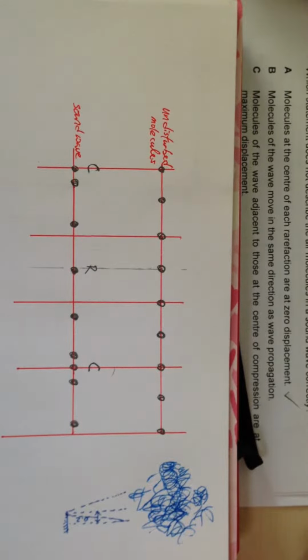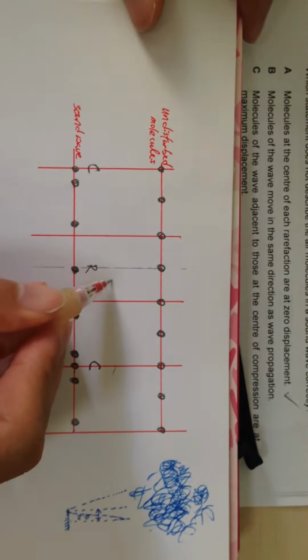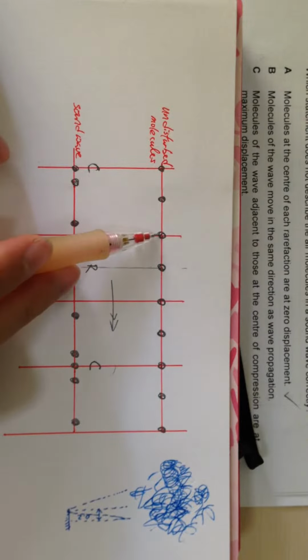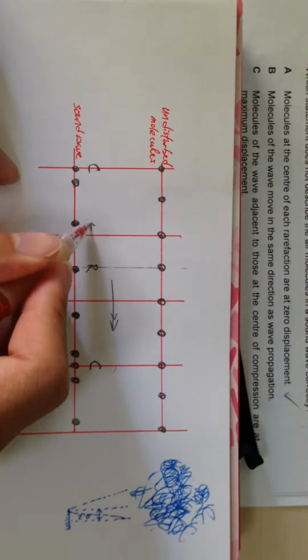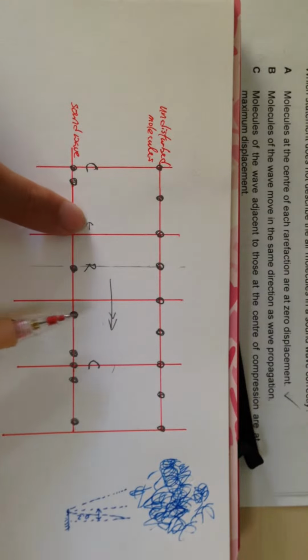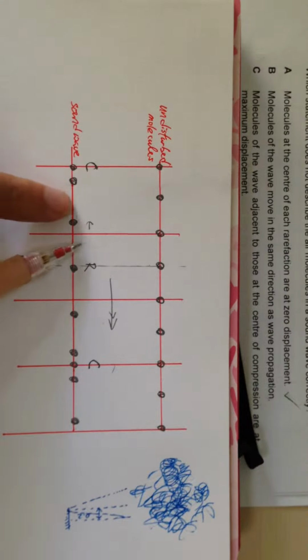Okay, B: molecules of the wave move in the same direction as the wave propagates. In this case, the wave is propagating in this direction, and you can see that this molecule has actually moved in this direction. So you see the two directions are already opposite just by looking at one. Of course, I'm not saying that it's always going to be opposite.